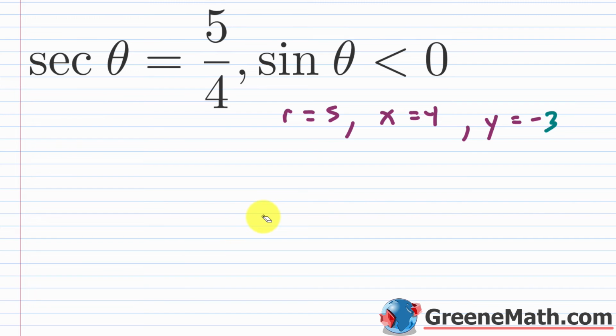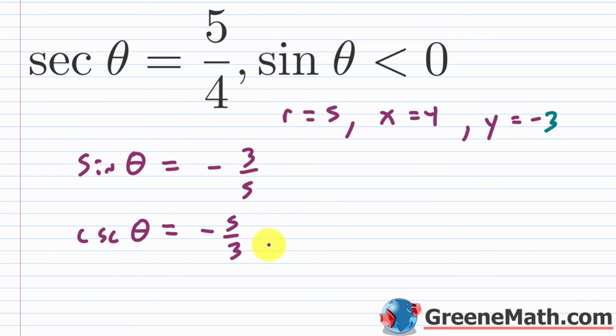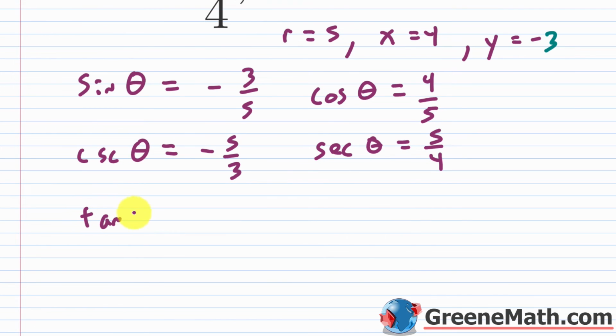So now when we set everything up, let's say that we have our sine of theta, which is going to be y over r, so negative 3/5. You have your cosecant of theta, which is the reciprocal of this, so it's negative 5/3. You have your cosine of theta, which is the reciprocal of this. So the reciprocal of 5/4 is 4/5. You have your secant of theta, which is given to us as 5/4. Then you have your tangent of theta, which is y over x. So y is negative 3 and x is 4. So this is negative 3/4. Then you have your cotangent of theta, which is the reciprocal of the tangent of theta. So this is negative 4/3.